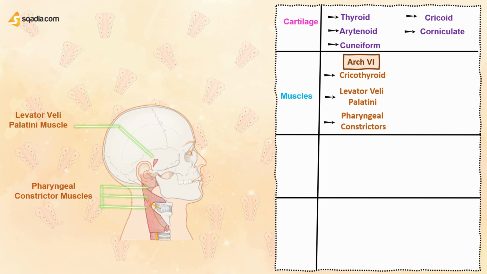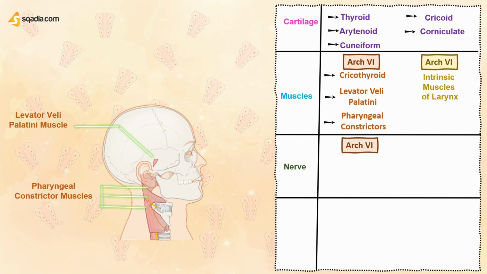And pharyngeal arch 6 gives rise to intrinsic muscles of the larynx. The intrinsic muscles of the larynx are a group of small muscles that are located within the larynx itself. These muscles are responsible for controlling the position, tension, and movement of the vocal folds, which are crucial for voice production. Moving to the nerves, given rise by 4th and 6th pharyngeal arches.